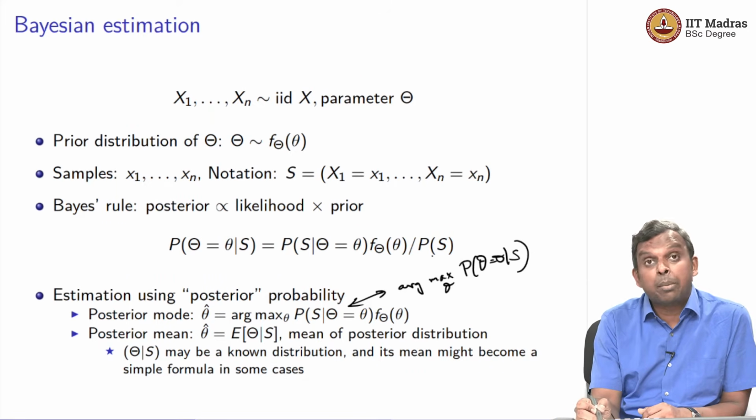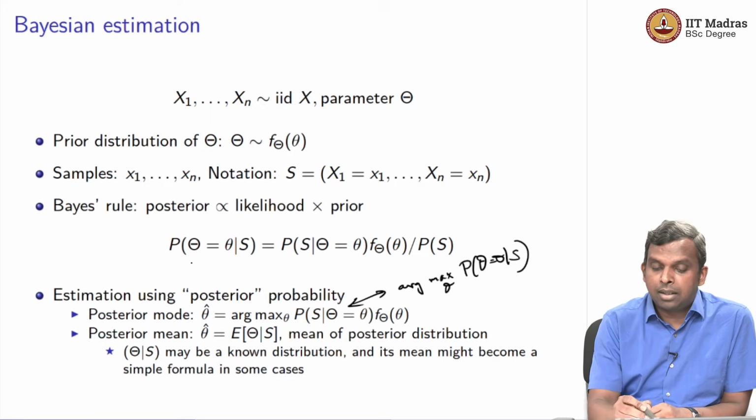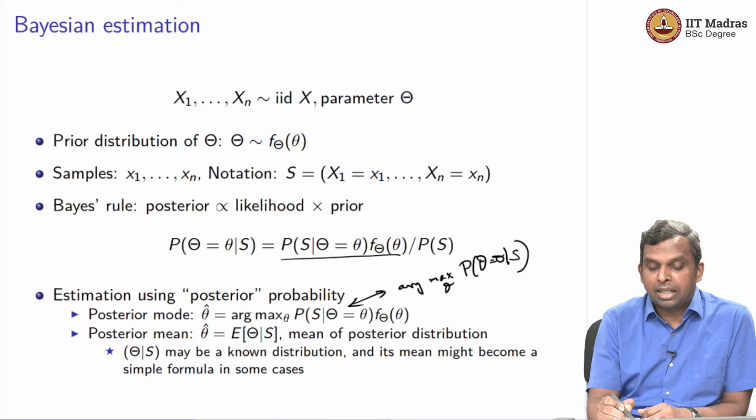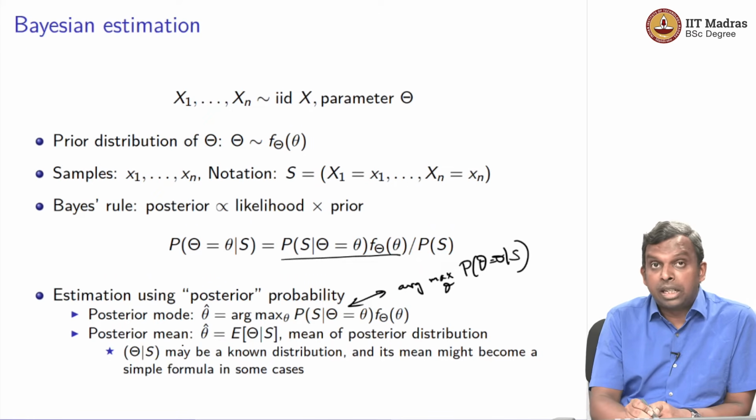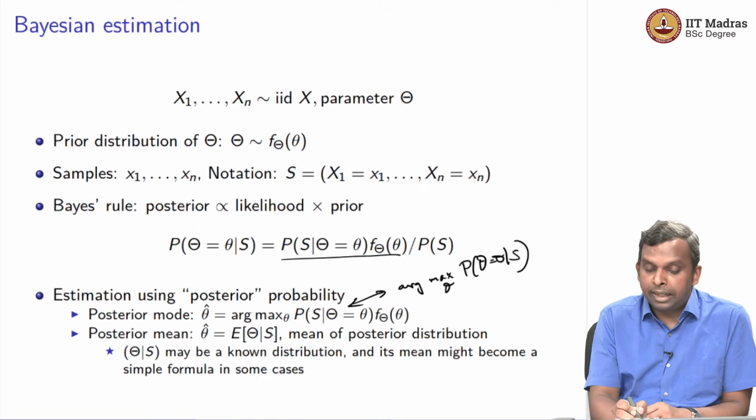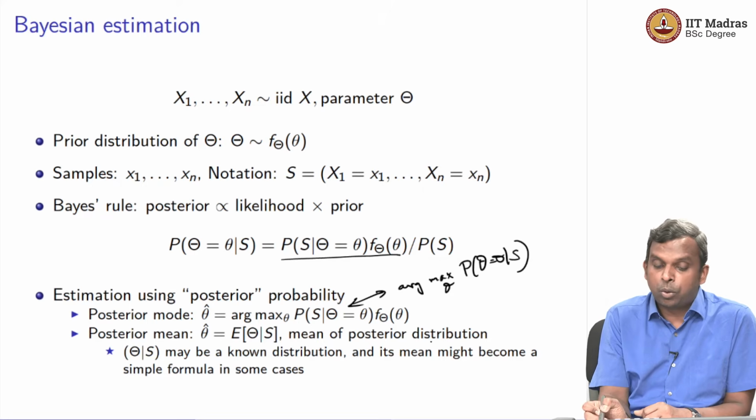This P of S does not depend on theta. So if you're maximizing the left hand side here, it's the same as maximizing this quantity. Okay, likelihood times prior, you maximize that. So that's the posterior mode. You might want to pick the mode, but it's much more common to pick the posterior mean as the estimate. Okay, so theta hat is the expected value of theta given S. So, the mean of the posterior distribution.